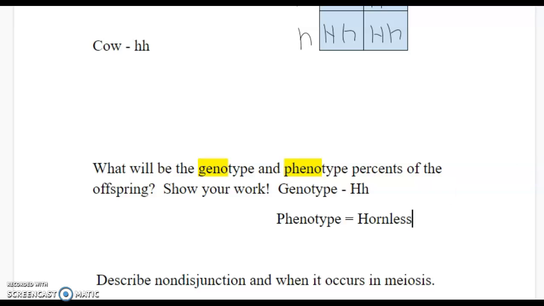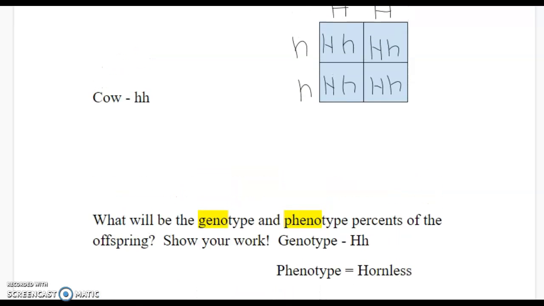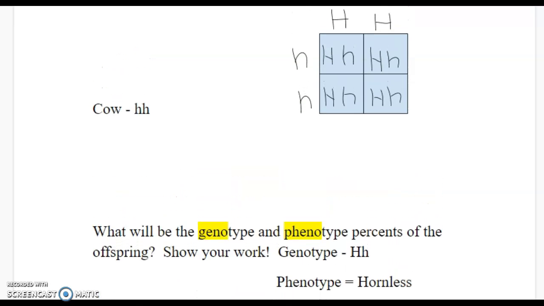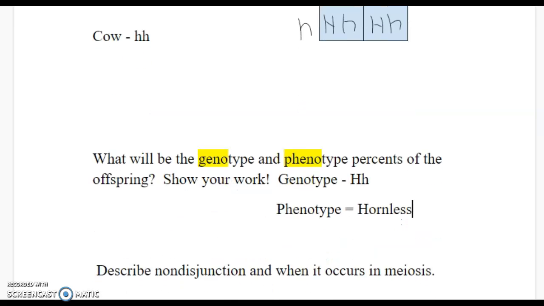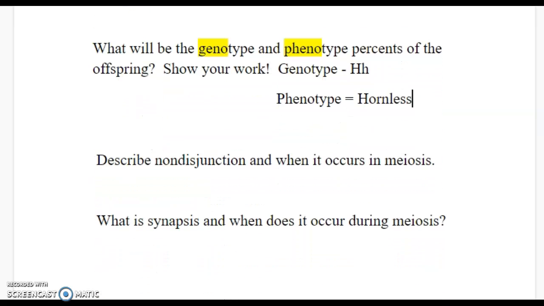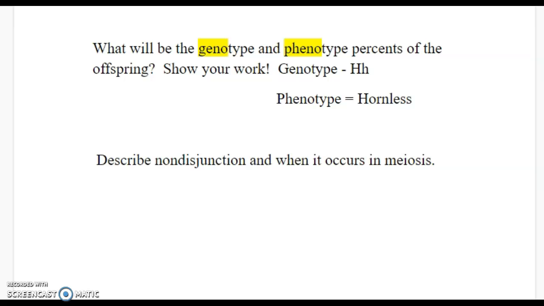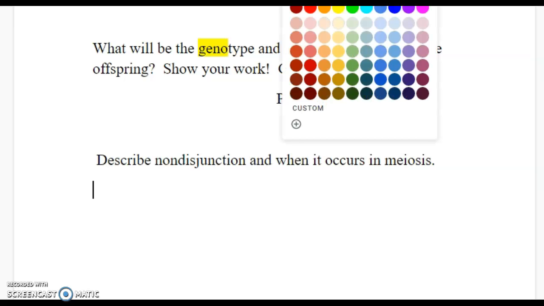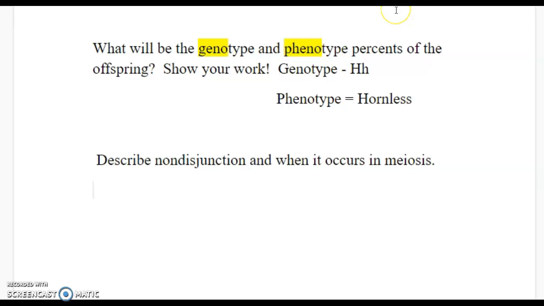Okay. So that's Punnett square, just simple dominant recessive alleles. Next it says describe nondisjunction and when it occurs in meiosis. So we talked a little bit about this earlier this week. Nondisjunction is when the sister chromatids fail to separate appropriately.